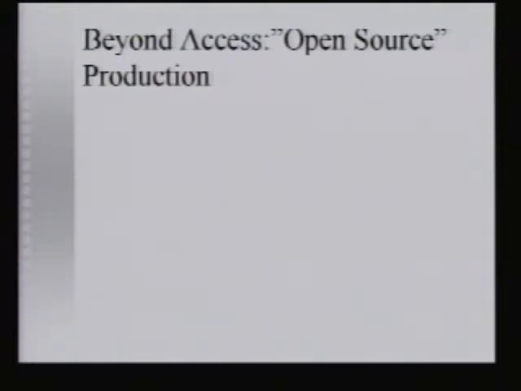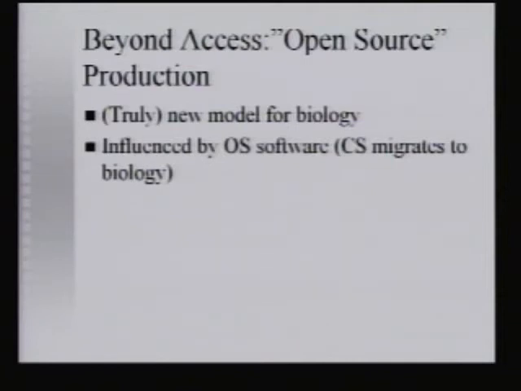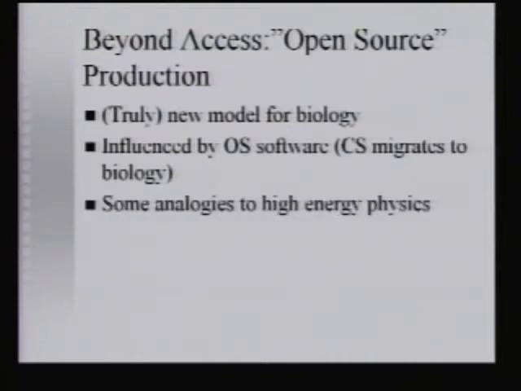What I'm going to talk about is something that goes beyond access, because all of this emphasis on access still assumes a small lab structure. Each individual lab is doing their own thing. In the ideal world, according to NIH, they would share their stuff more freely, but they'd still basically be doing their own thing in their individual labs. Open source production goes beyond access and is really a new model for biology, because it's not only open in a way that biology may or may not have ever been open before, but also collaborative in a way that biology clearly has never been collaborative in terms of moving beyond the small lab. As I've mentioned, it's been influenced by open source software as computer science has migrated to biology, and there are also, as I've mentioned briefly, some analogies to high energy physics that I'll talk about at the end.